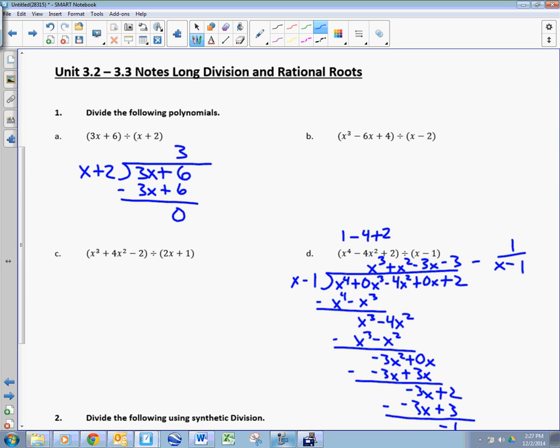Look at your previous problems, folks. What was the solution here? 2. Plug it in. What's 2 to the third? 8. Minus 6 times 2 is 12, plus 4. What's 8 minus 12 plus 4? 0. And what was your remainder? 0. Look at your first one. -2 is the solution. What's 3 times -2? -6 plus 6? 0. Okay? So the remainder theorem is very important moving forward. It's a great way on your test to check your answers to see if you did it correctly.